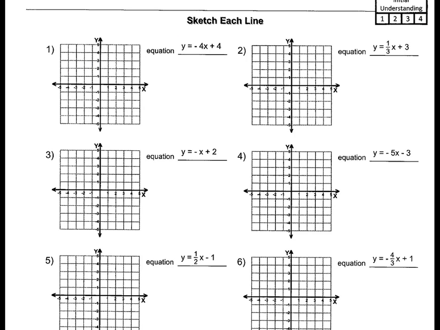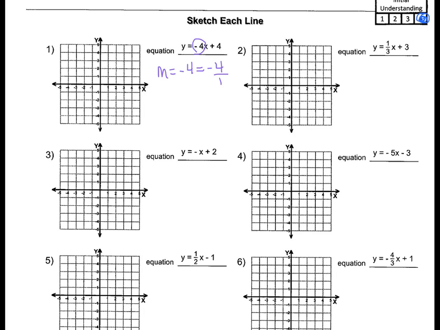Okay, so now we're on page 4. We're going to sketch each line. Before we start, make sure you color in your initial understanding. And now let's go to number 1. It says equation y equals -4x plus 4. Your first step, you want to identify your m value and your b value. So your m, your slope, is equal to -4. And remember, when you're doing rise over run, you want to put that 4 over 1. So it's -4 over 1.